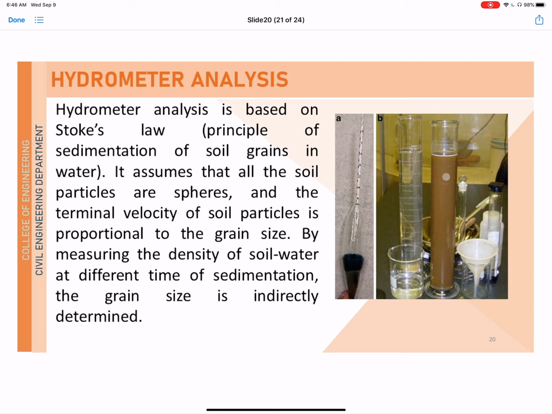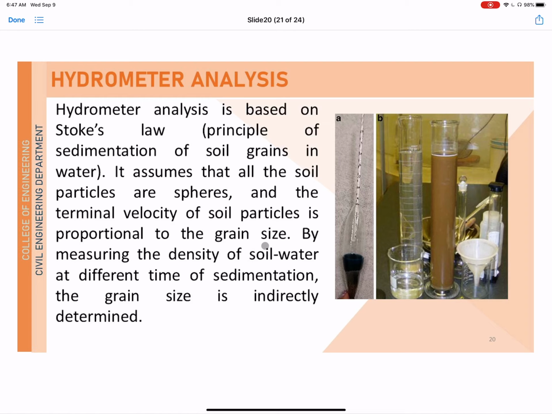Of course, when you mix it with water and the soil particles have different sizes, at a certain point in time the soil particles will go down and get sedimented at the bottom. And of course, the larger particles will go down first before the smaller ones. So the principle is the terminal velocity of soil particles is proportional to the grain size. If the particle size is large, the velocity is faster or higher than for smaller particles.